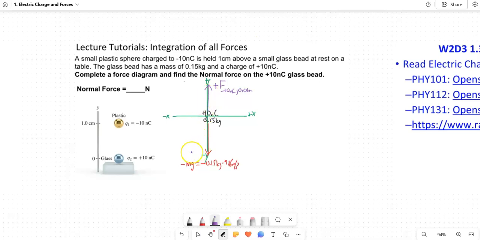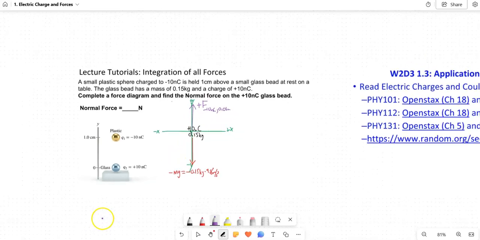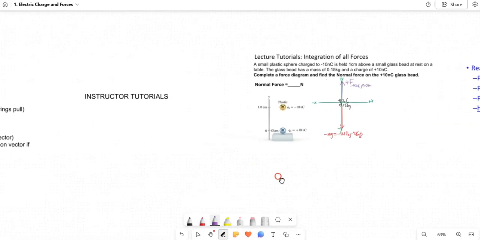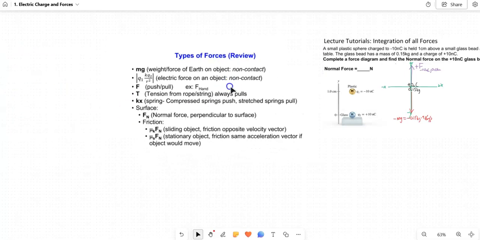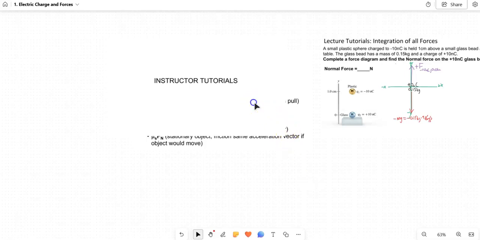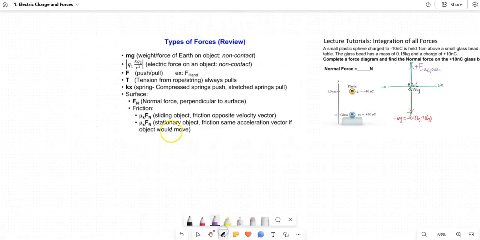Okay. Finally, we've got our two forces out of the way, right? In fact, what I'm going to do is grab this and bring it over so you can see what I'm thinking about. Hold on one moment. So we just finished our two non-contact forces. Now we're going to go through this like a checklist.